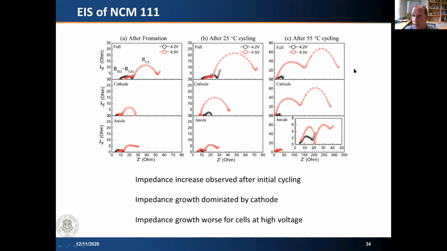However, if we take these cells apart and build cathode-cathode or anode-anode symmetrical cells, we can isolate the electrochemical impedance changes to just the cathode or just the anode. What we can see here is that the changes on the anode side are relatively small for all of the cells cycled to the different voltages, while the changes on the cathode side are very, very large. So what this tells us is that most of the impedance growth of the full cells is due to increased impedance on the cathode. The cathode is the source of the impedance growth of these cells.